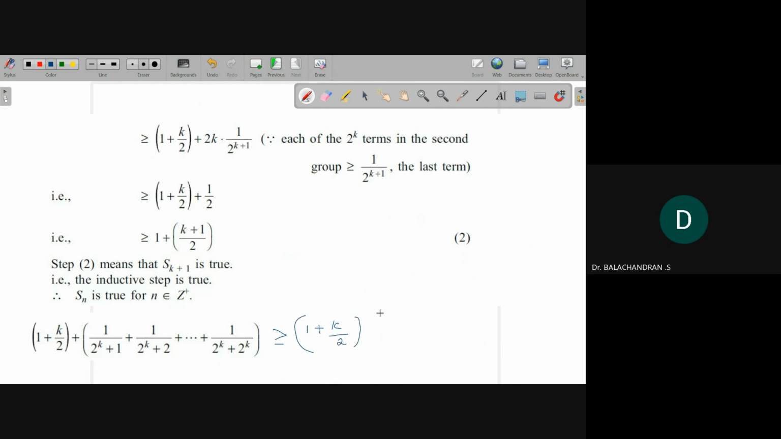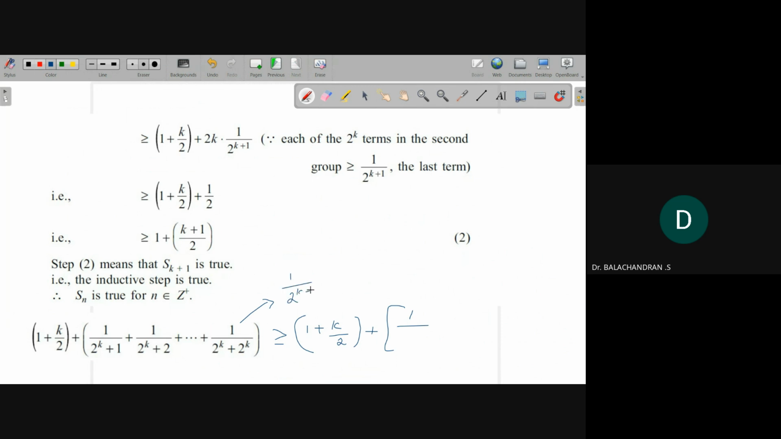Now here you can see that out of these 2 power k terms, which one is the smallest one? The smallest one means the one whose denominator is the biggest element. This is the term, and its denominator is bigger than the remaining ones. So that's why, since the denominator is bigger, this term is the smaller one. Because I'm putting greater than or equal to, instead of this I'm going to replace it. What is this actually? This is actually 1 by 2 power k plus 1.